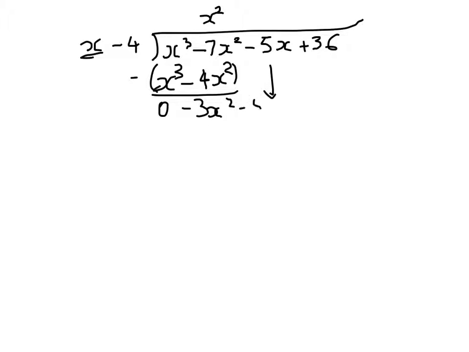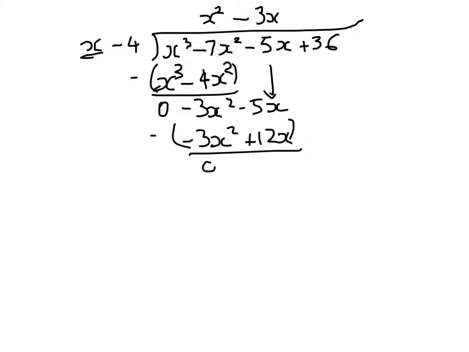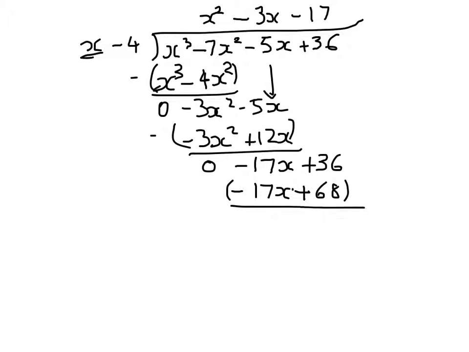Bring down the negative 5x. x times negative 3x gives negative 3x squared, plus 12x. Put in your subtraction sign. 0, then minus 5 minus 12 is minus 17x, plus 36. x times negative 17 is negative 17x, plus 17 fours is 68. So then we've got 0, and 36 minus 68 gives me minus 32. Now, usually when you do this, you don't write these zeros. I'm doing that just because these are the very first few examples you've done.